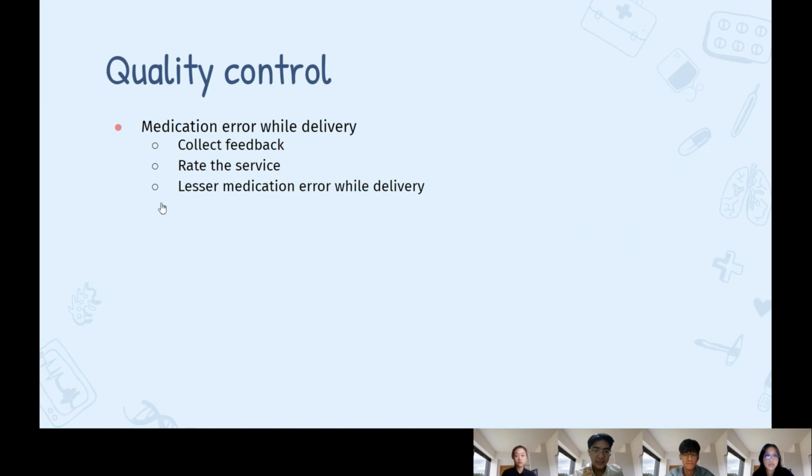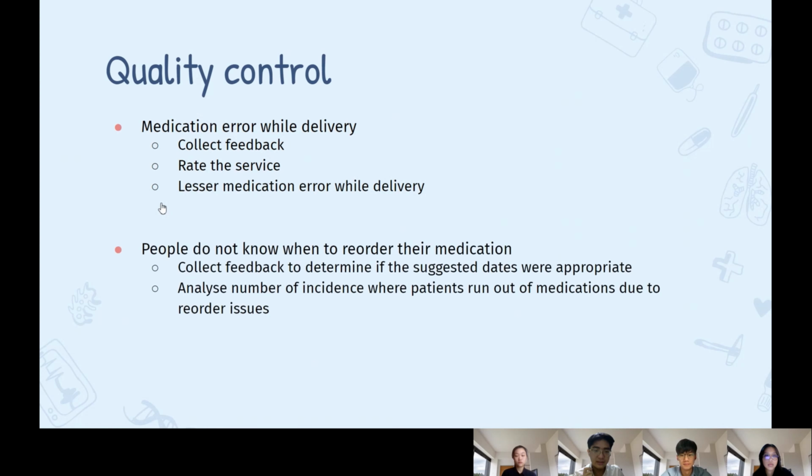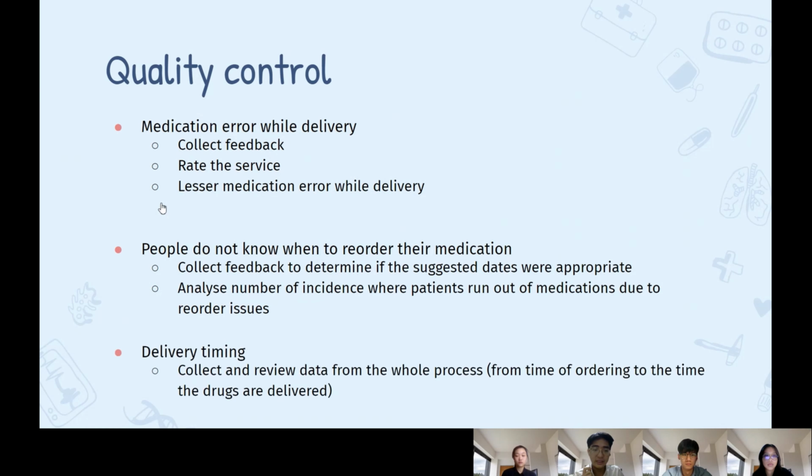For the solution of medication error during delivery, there will be a collection of feedback from the delivery man and patient through the application, and a rating of the service through the application, thus ensuring fewer medication errors during delivery. Secondly, feedback will also be conducted for patients who do not know when to reorder, to check if the suggested time frame is correct and analyze the number of incidents where patients ran out of medication due to reorder issues. And third, for delivery timing, QC will involve reviewing data from the whole process from start to finish.